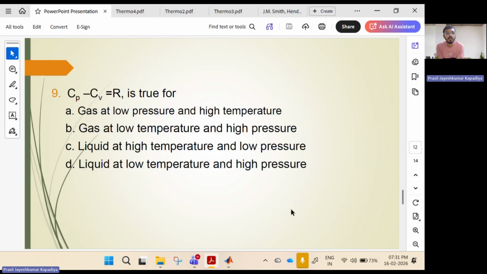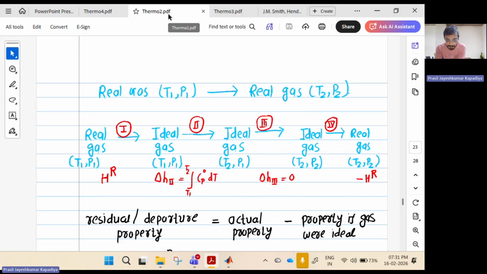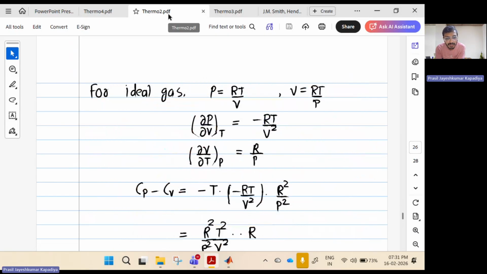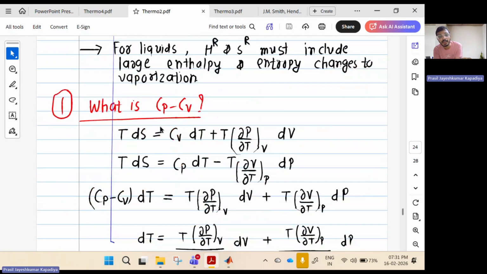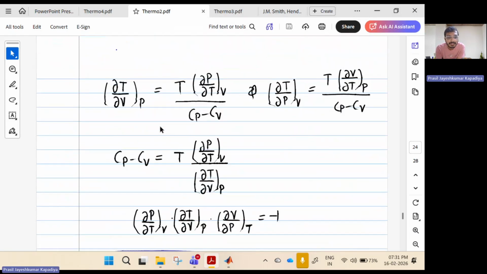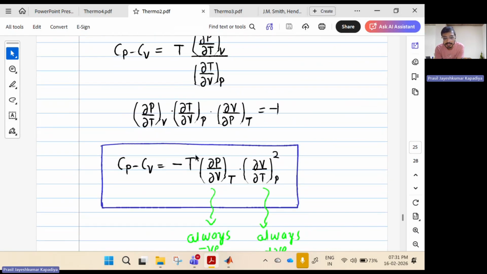Cp minus Cv is equal to R. This is true for, okay. So from our second lecture, we had derived this very long theory. From here, what is Cp minus Cv? So we find that Cp minus Cv is minus T into del P by del V at constant temperature into del V by del T whole square at constant pressure.